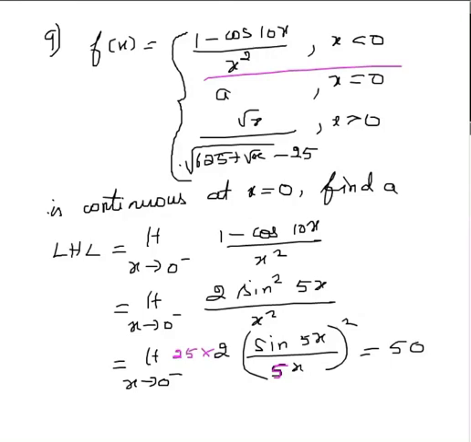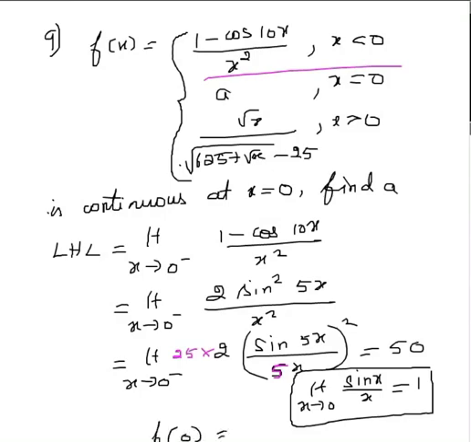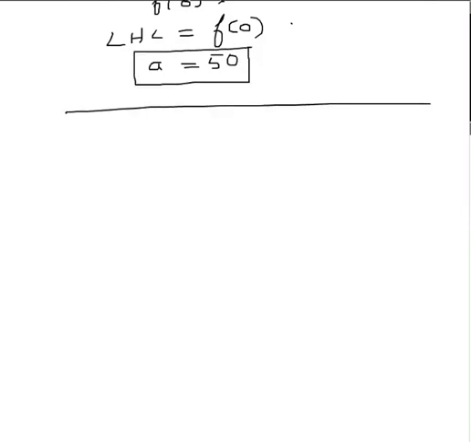By the formula, limit extending to 0 of sin x by x is 1. Therefore, it becomes 50 into 1. And it is given f of 0 as a. We need not calculate RHL in this case. LHL must be equal to f of 0. So a is equal to 50 we can write. Even if you do a RHL, you will get 50 as the answer.